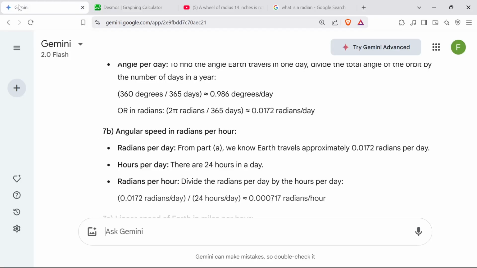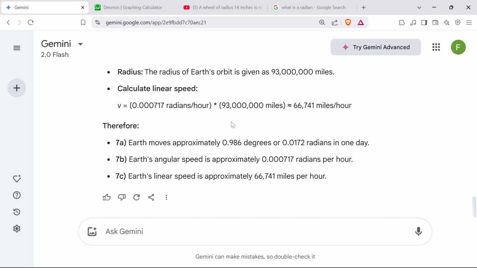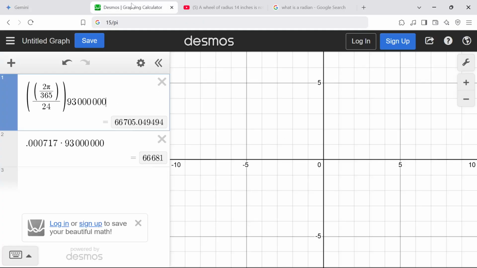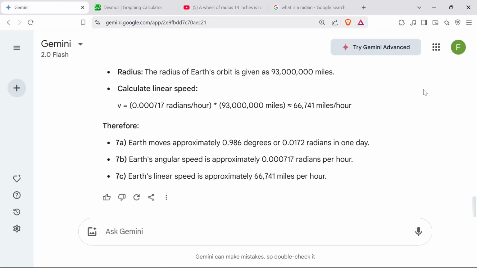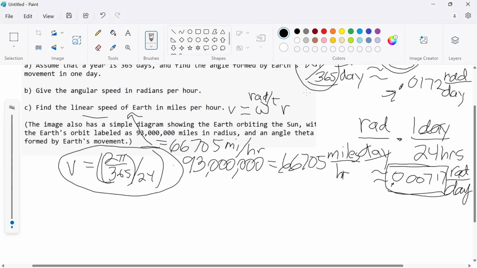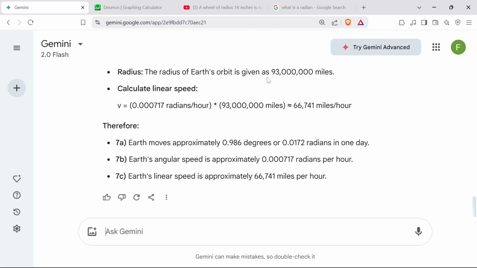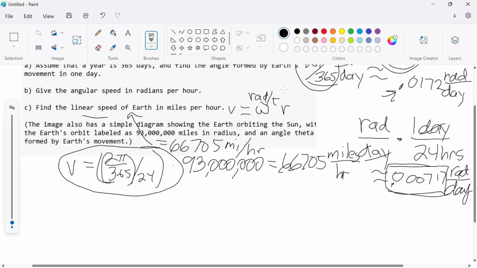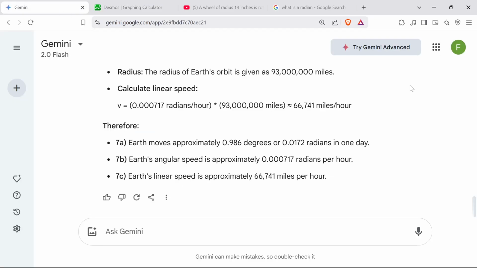Now I'm going to just take a look. I threw this into Gemini, and it came out with 66,741. Although it said it was doing 0.000717 times 93 million, it seems to have used a different value. I don't know where it got that from. Let me try it here. 0.000717, let me try 25. 66,704. I don't know where Google Gemini got its answer from.